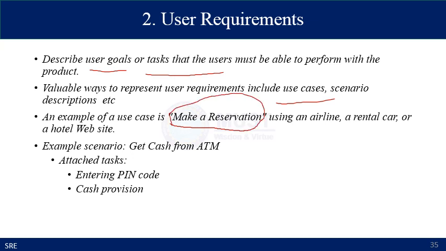So now you can differentiate between the user requirement and the business requirement. The business requirement was the actual goal of your system or the actual outcome with the constraints. However, the user requirement is very specific, that is, what your user will do with the system, such as making a reservation using an airline, rental car or hotel website. An example scenario can be get cash from the ATM, and it can include entering the PIN and cash provision use cases.